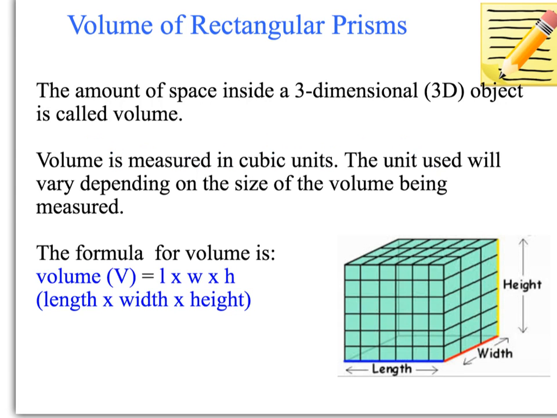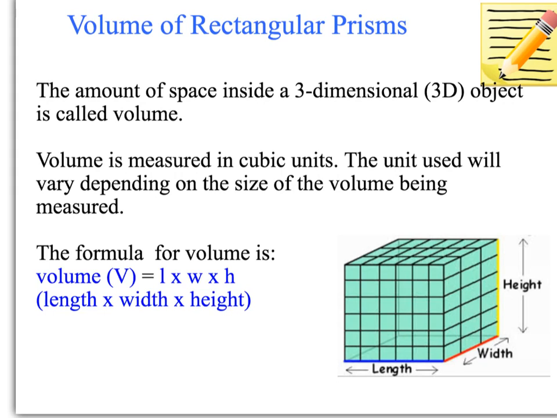Okay, today we're looking at 11.8, which is the volume of rectangular prisms. The amount of space inside a three-dimensional object is called the volume. So there are three different dimensions and you need to put things inside it. It's not two-dimensional like just drawn on a piece of paper. It's actually like a box would be. So you need to find the volume inside that box.